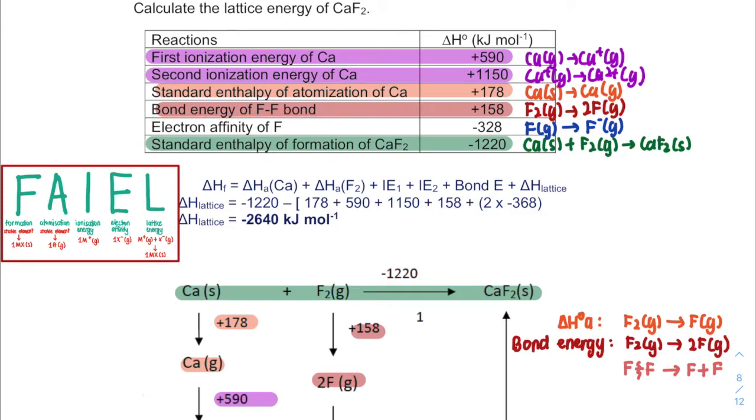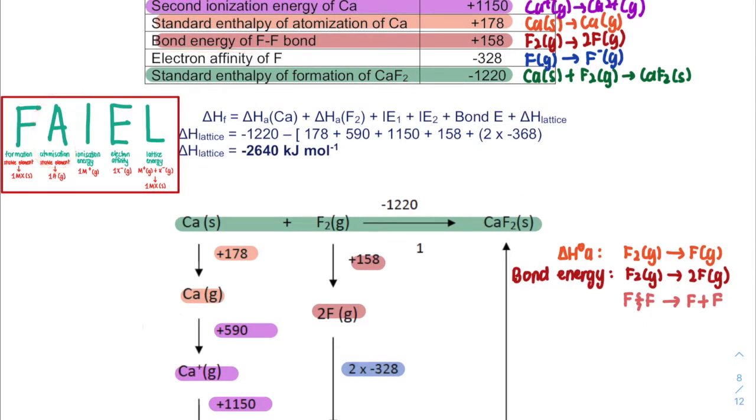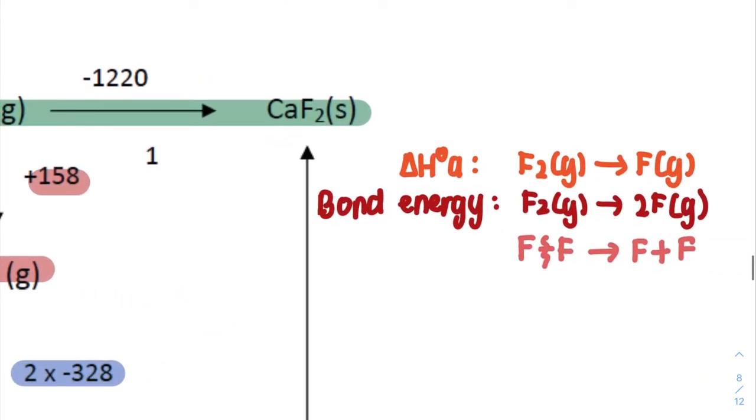So, what is bond energy and what is the difference between bond energy and atomization? Atomization is when 1 mole of atom is formed from stable element. The stable element is F2. But right now this is not balanced yet. This one needs to be 1 mole. So, here you will have a half. So, this is our atomization.